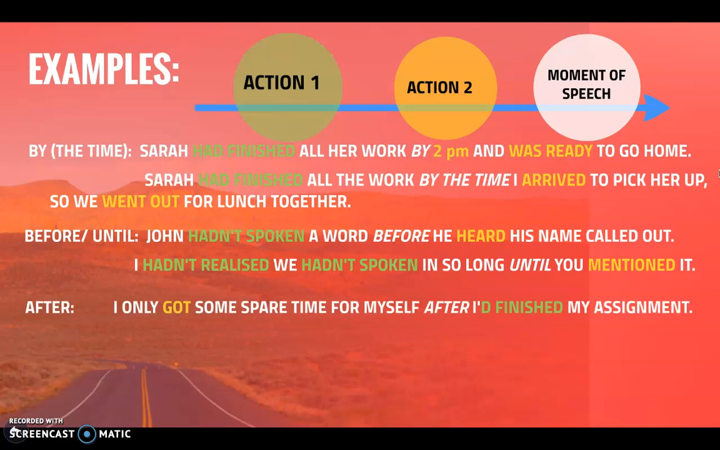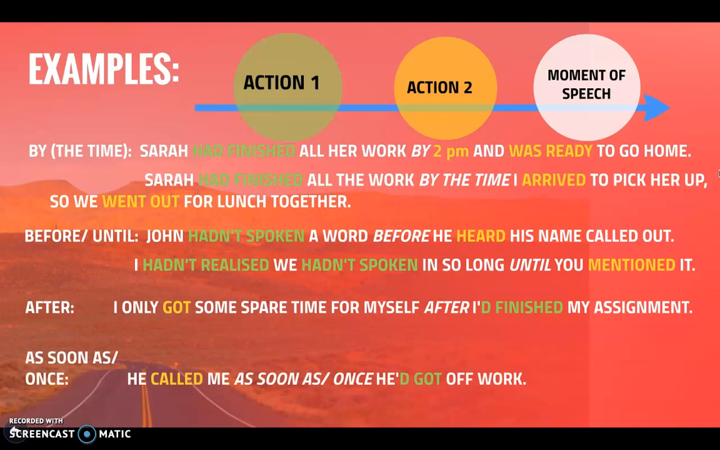Now, after works along the same logic, it's just that it reverses the sentences and implicitly the tenses, in your speech or in your writing. I only got some spare time for myself after I had finished my assignment. The logic behind it is the same. First, I needed to have finished my assignment, and then I got some spare time for myself.